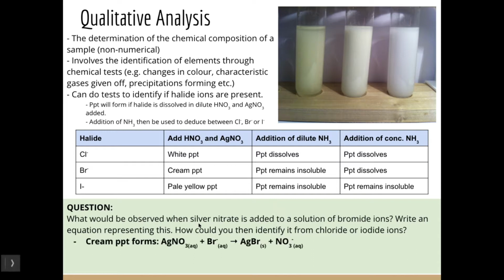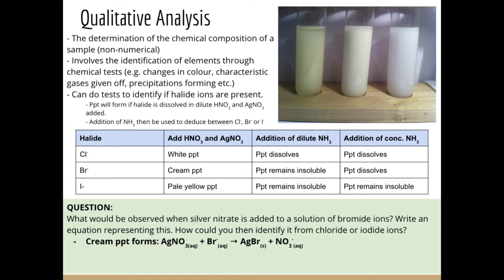So if we add silver nitrate to a solution of bromide ions, we would see a cream precipitate form. That's what we're told here. That's the qualitative analysis that would occur in this instance. Now we can have silver nitrate aqueous plus the bromide ions aqueous. We get a displacement reaction where we form silver bromide, which is a solid. Very important that it's a solid there, because that implies that it's the precipitate. It's not soluble, so we form the precipitate and the nitrate ions.